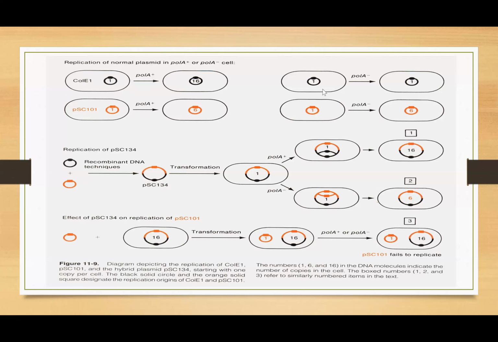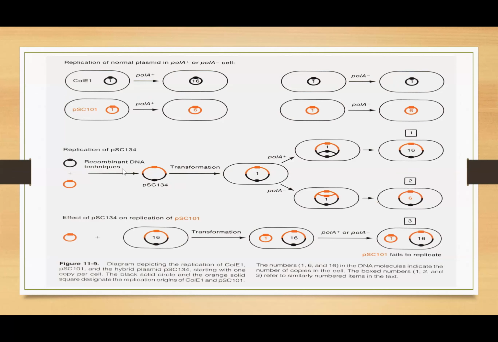Now, when these plasmids are in a Pol A minus mutant, what happens? See, Col E1, which in a normal cell maintains 16 copies, is not able to replicate. So one copy remains one copy. Whereas pSE101 is able to replicate, as I mentioned, because it doesn't require the host cell Pol A. So it's able to maintain its own copies here, which is 6. Okay, so this is the behavior of these plasmids in a normal cell and in a mutant cell. Fine.